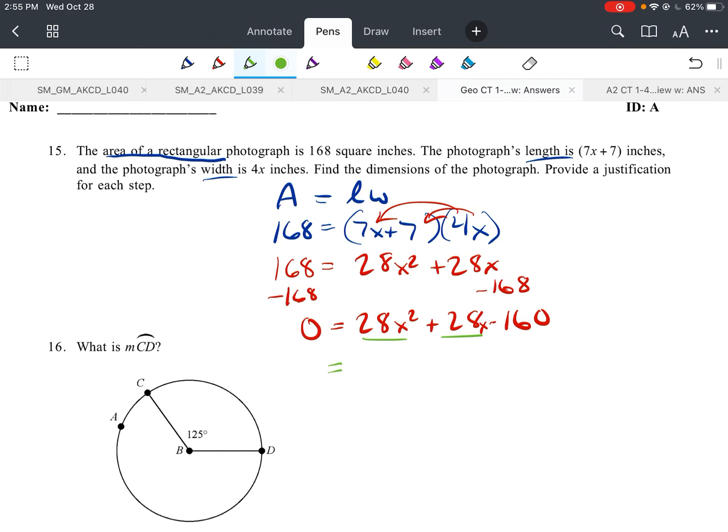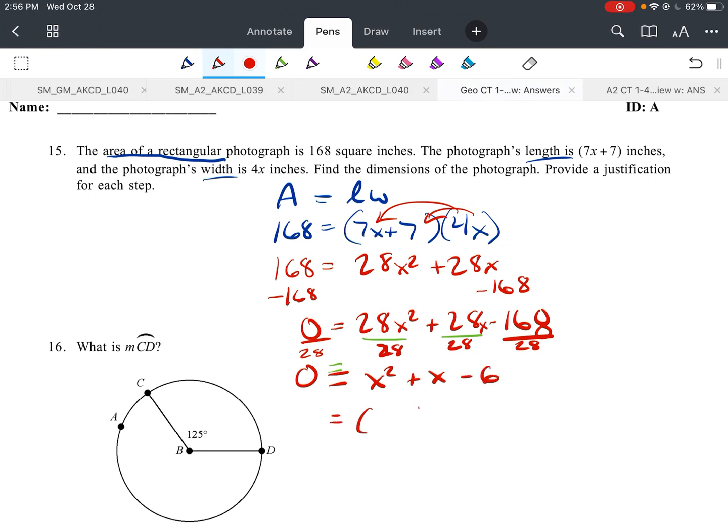Well, in order to do that, I need to probably GCF first. So let's see, 168, there we go. Does that divide by 28? That would be really nice if it did. It does, super nice. So I'm going to divide everybody by 28 first. When I do that, it's still 0 over here, so that's super nice. So 0 equals x squared plus x, and then I got minus 6.